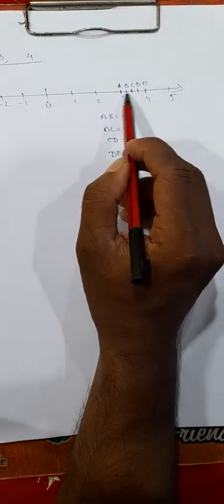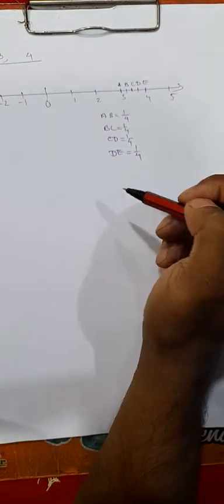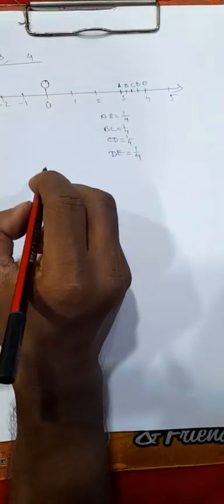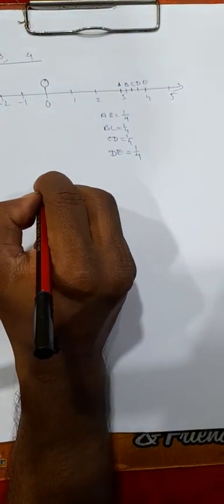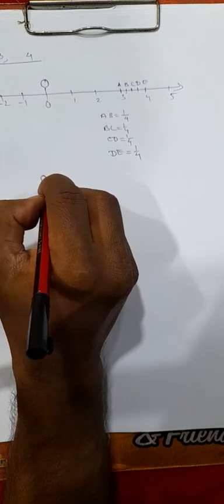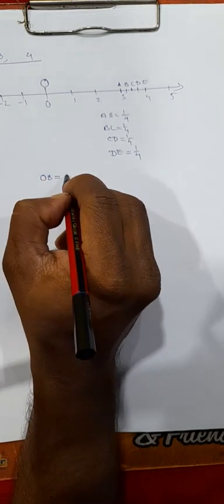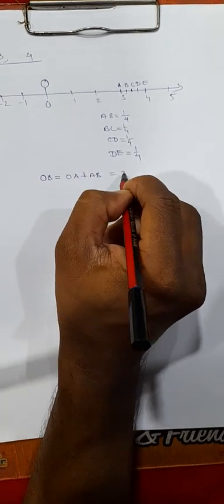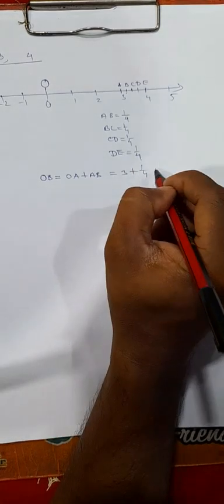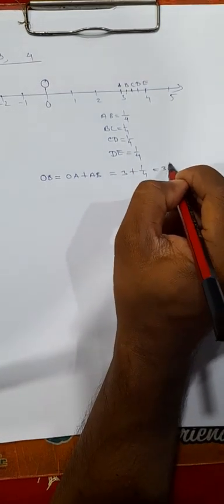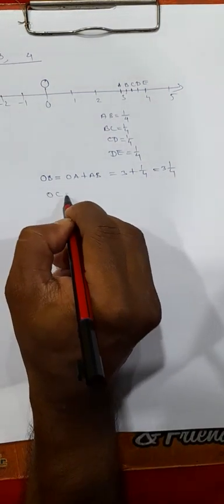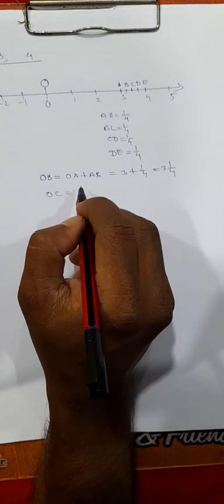We are dividing the line segment between 3 and 4 into 4 equal parts, so every portion will represent 1/4. Now let's say this point represents O. Now you see, OB equal to OA plus AB. OA means 3 plus 1 by 4. This means 3 and 1 by 4, right?